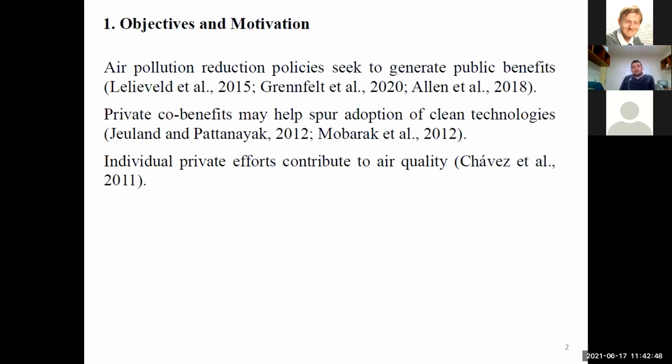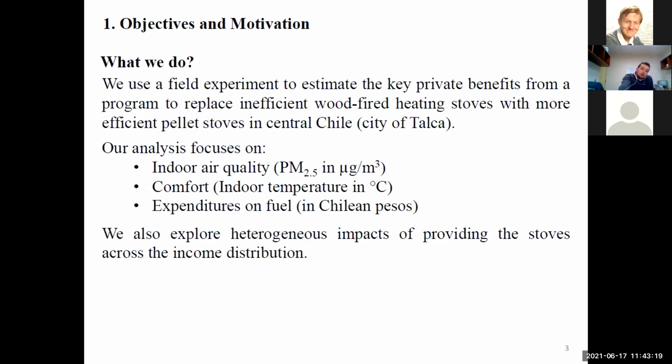Okay, the main motivation of this work is that air pollution reduction policies generate public benefits, but less often are the private co-benefits considered. The private co-benefits incentivize the adoption of clean technologies, and we also know that individual private efforts contribute to air quality. So in this work, we use a field experiment to estimate the key private benefits from a program to replace inefficient wood-fired heating stoves with more efficient pellet stoves in central Chile, in the city of Talca, where I am now.